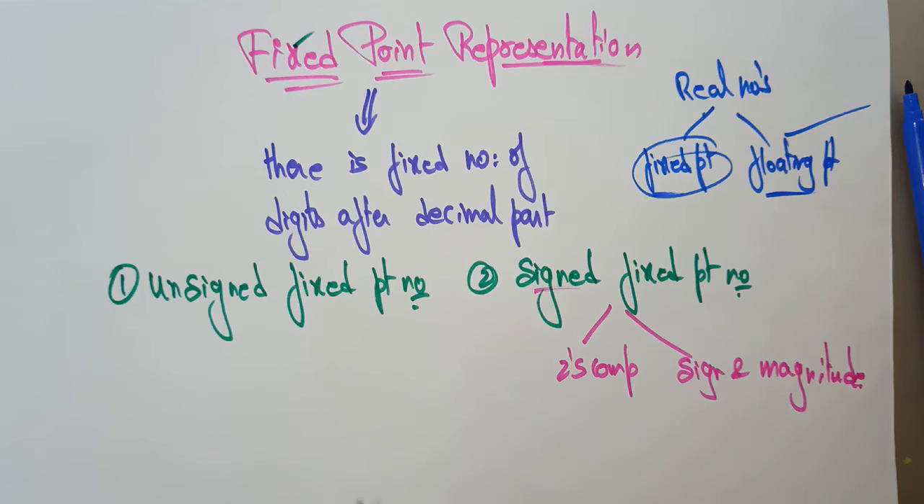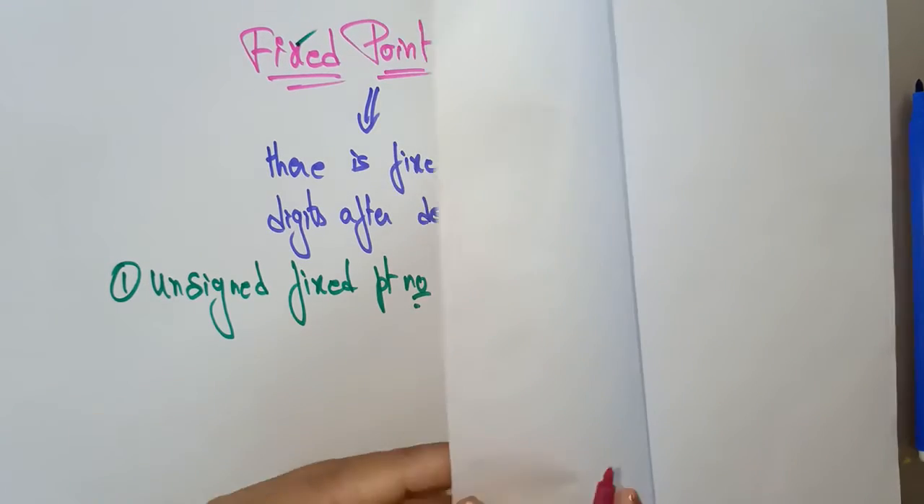Here I'll explain what an unsigned fixed point and a signed fixed point are with an example. In the next video, I'll take more examples to work on the fixed point representation. Okay, now let's start with the unsigned fixed point representation.